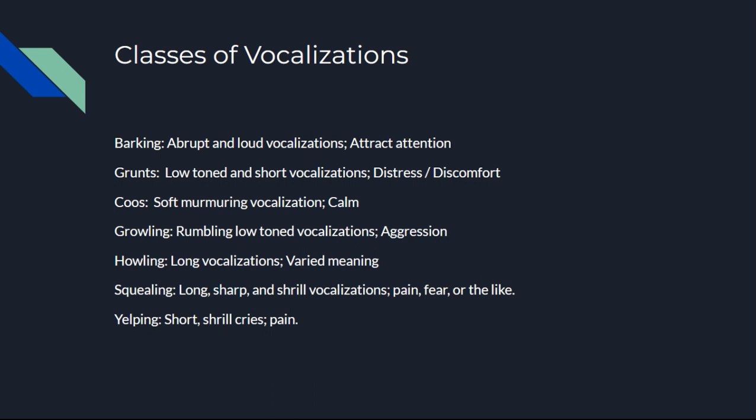Barks are abrupt and loud vocalizations that are typically exhibited by canines and mammals to attract attention. Grunts are low-toned, short vocalizations that relay emotional distress, such as discomfort. Growling is an aggressive behavior that involves rumbling, low-toned vocalizations through clenched teeth. Howling is characterized by long vocalizations that have varied meanings depending on the context.